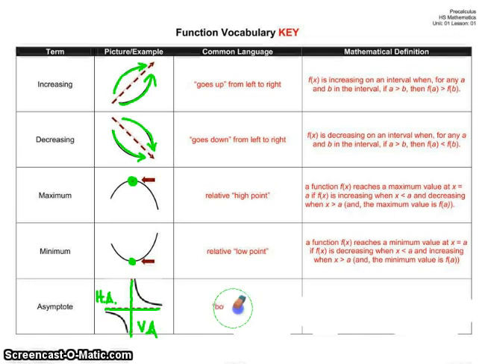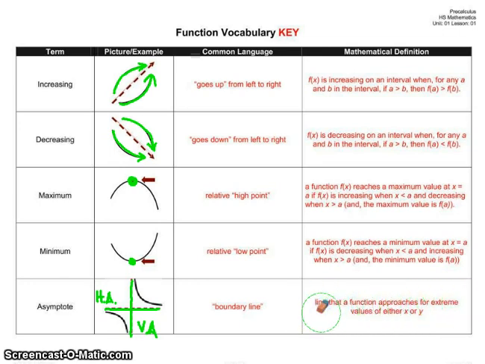The common language is it's a boundary line, and this boundary line is where the graph will not cross those two dotted lines. The mathematical definition is a line that a function approaches for extreme values of either x or y.